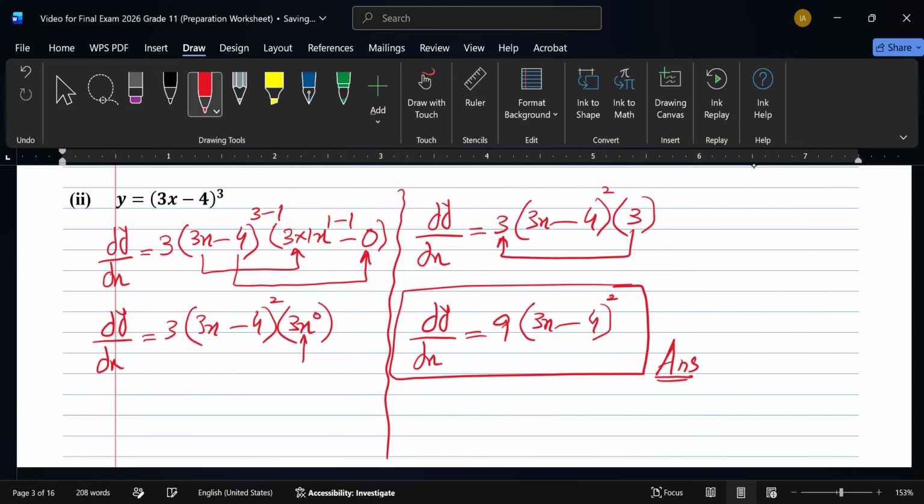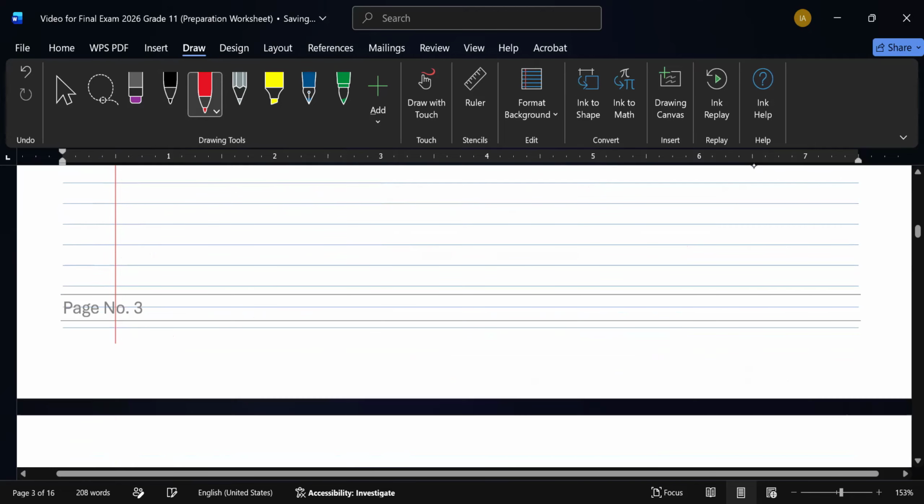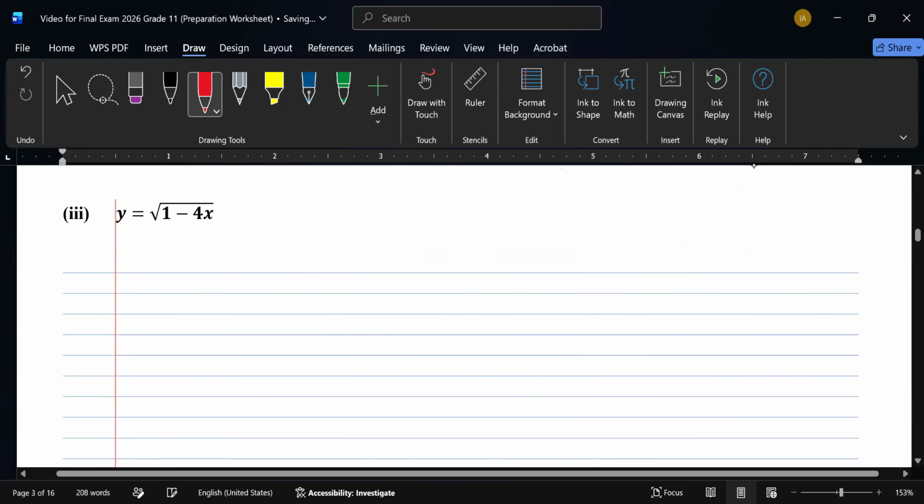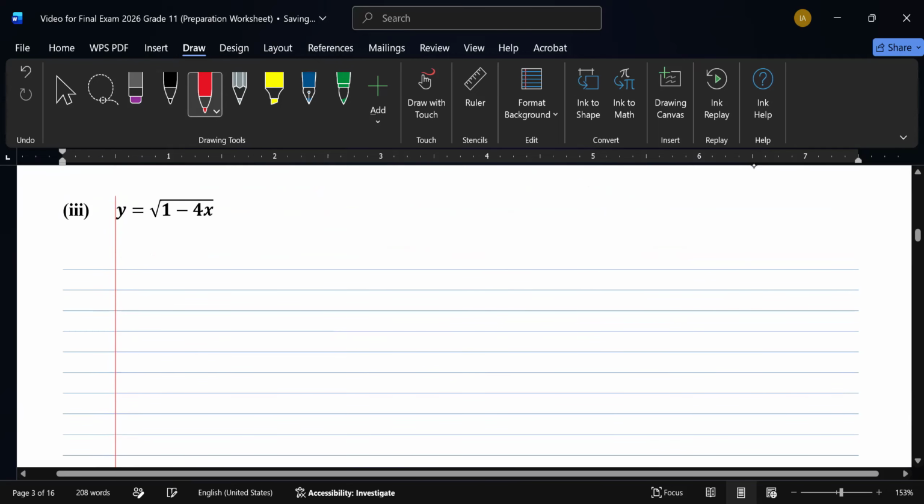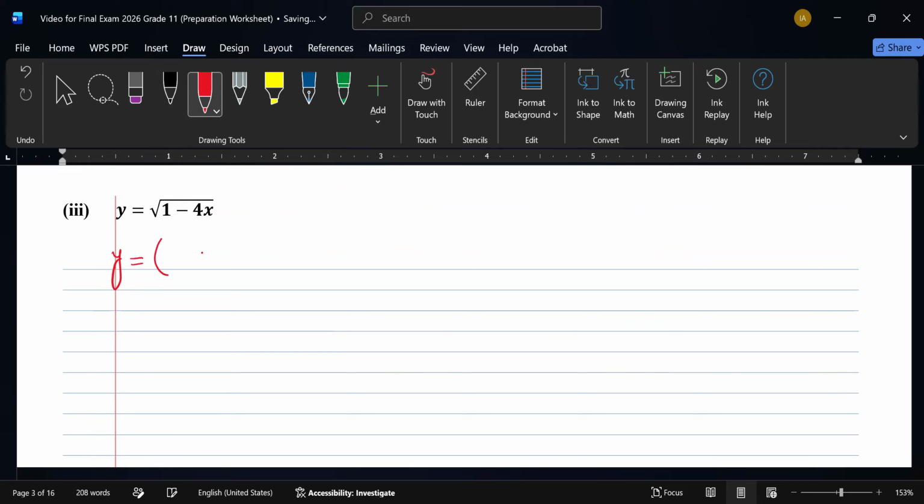Now, I hope you have noted down. Moving on to the next part. And the next part is, yes, we have a square root here. I hope you have an idea what square root means. The square root means we have a power which is half. That's a square root. We can write power half instead of square root.